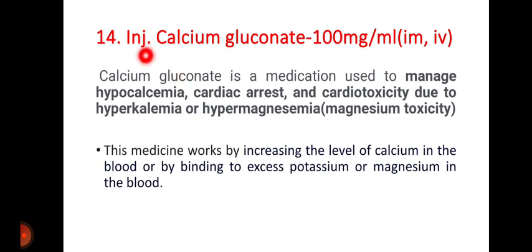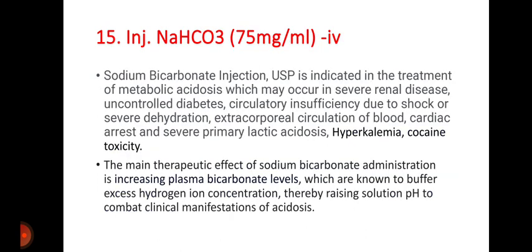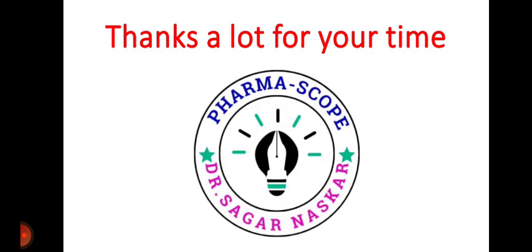Then is injection calcium gluconate, the dose is 100 mg per ml and route is IM and IV. It is used to manage hypocalcemia, cardiac arrest, and cardiotoxicity due to hyperkalemia or hypermagnesemia. So the last one is sodium bicarbonate, 75 mg per ml, and the given route is intravenous. It is used in systemic acidosis. So thanks a lot for your valuable time.